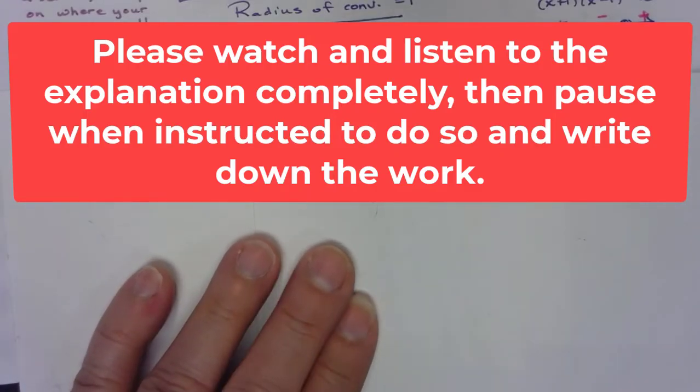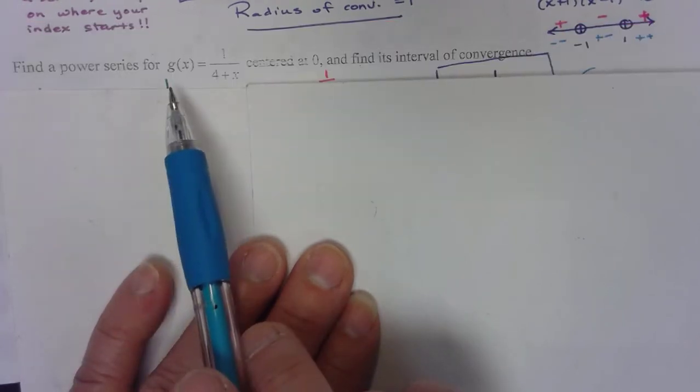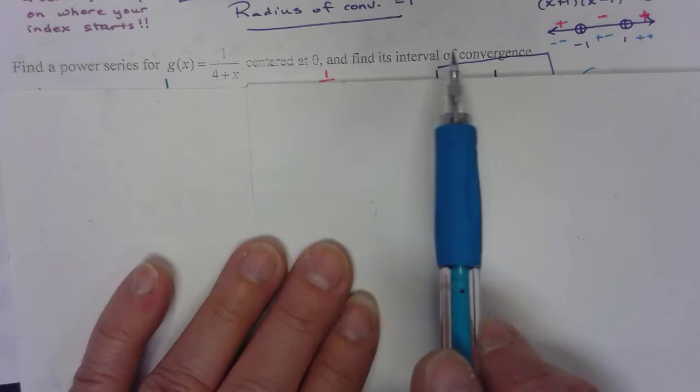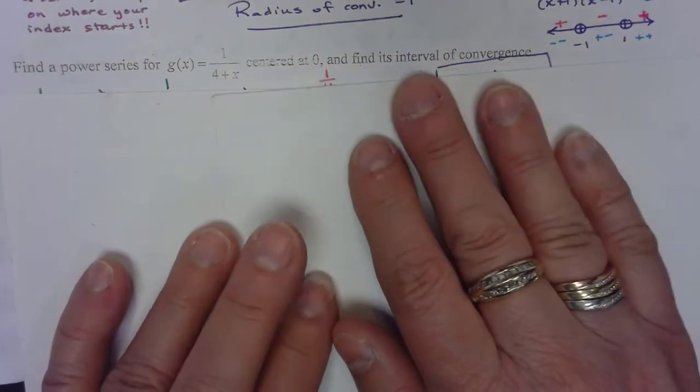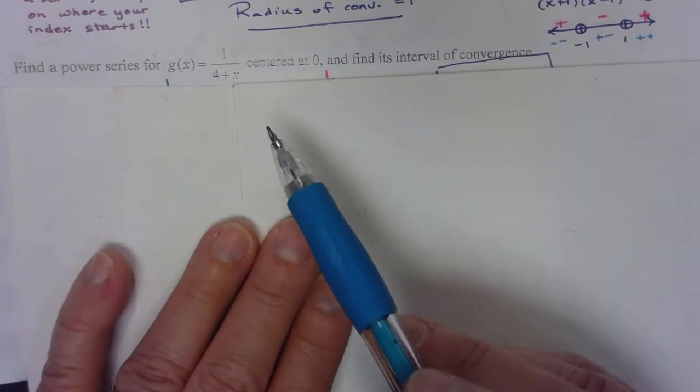Again, let me explain the problem. Then you can write it down in a moment. Find a power series for g of x, 1 over 4 plus x, centered at 0, and find its interval of convergence. Well, first of all, this must be in the form a1 over 1 minus r.